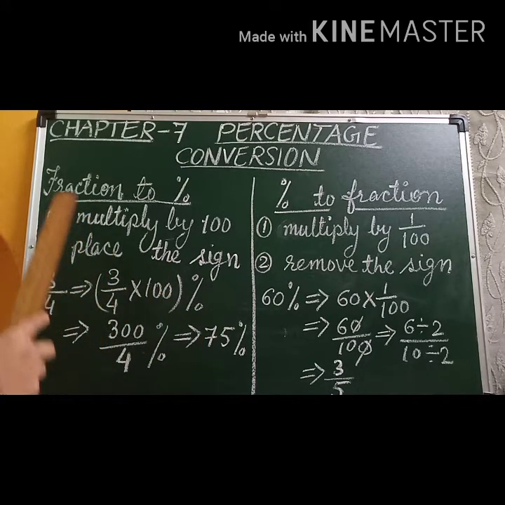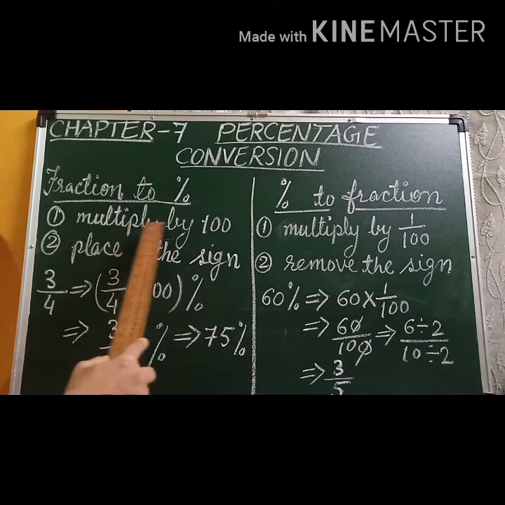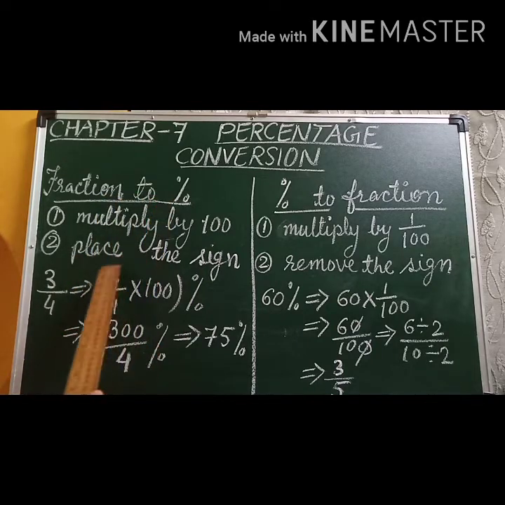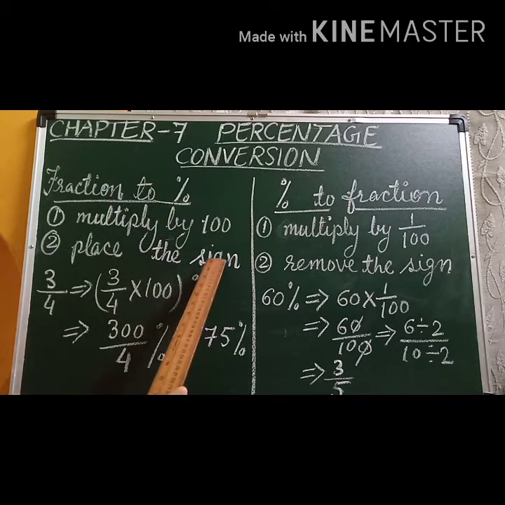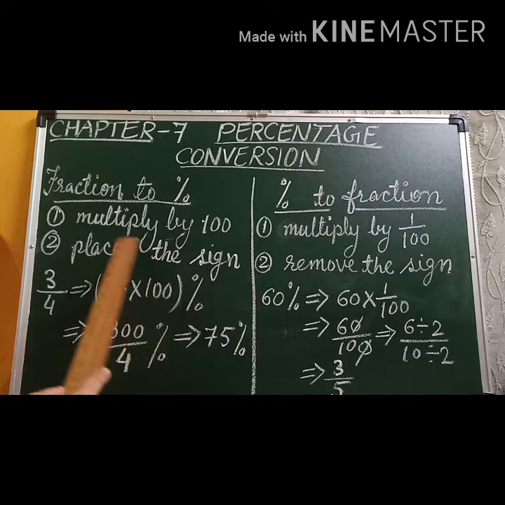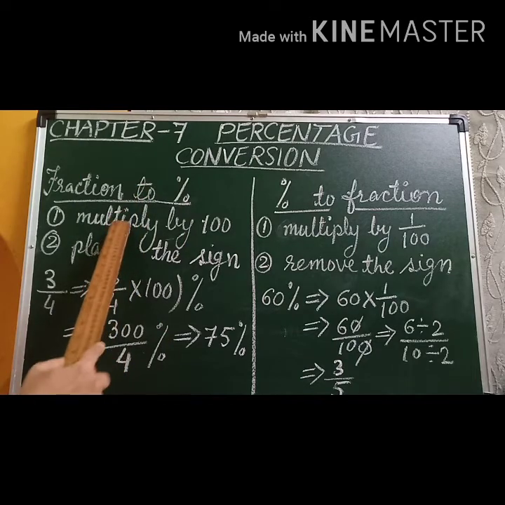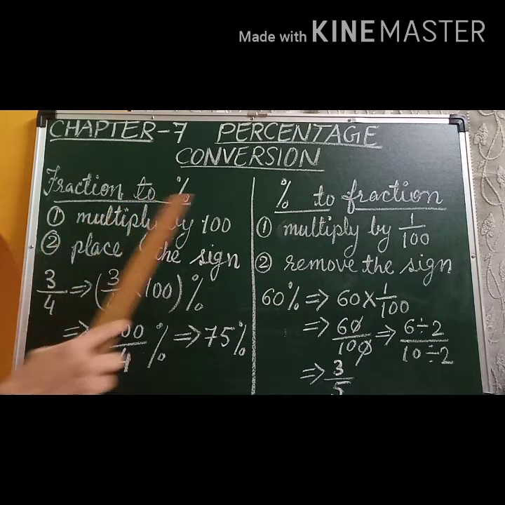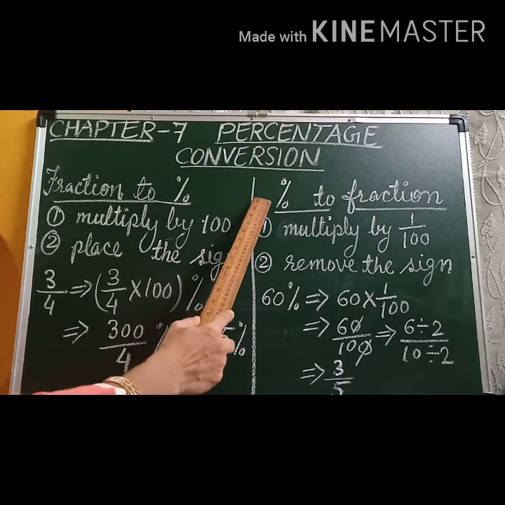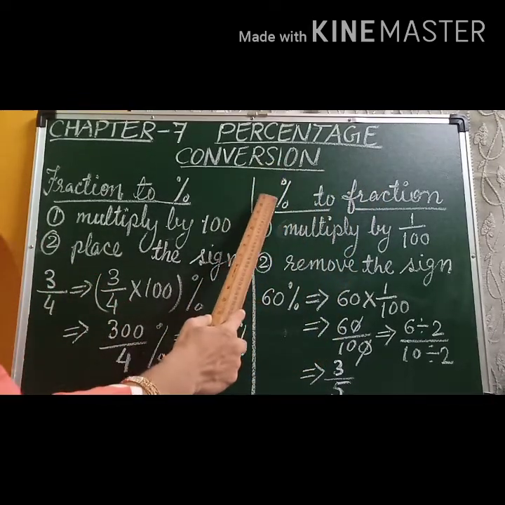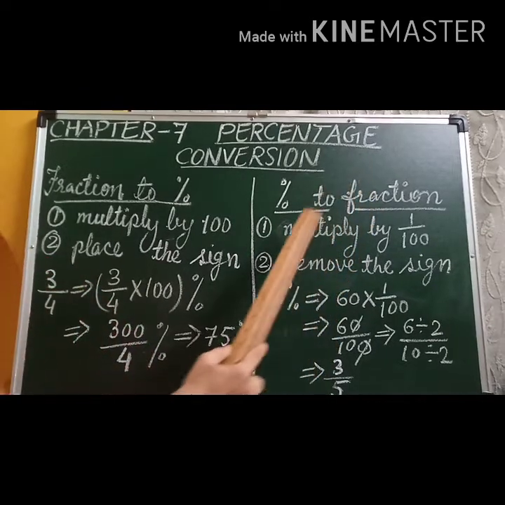Okay. So fraction को percentage में convert करने के लिए सबसे पहले आप multiply करेंगे 100 से और sign percentage के sign में, तो we have to place the sign of percentage. So this way we can convert fraction to percentage by following these two steps. Now next we have to convert percentage to fraction. If a percentage is given, how to convert to fraction, we will see now.